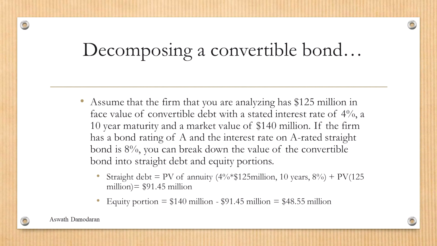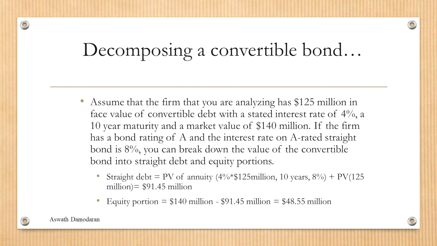Let's say a company has 125 million face value of convertible bond with a stated interest rate of 4%, and it's a 10-year bond. And the market value of the bond is 140 million US dollars. So the total value of this convertible bond is 140 million. However, we need to decompose this 140 million US dollars into the true bond value as well as the option value, and then this option value should belong to the equity of the company.